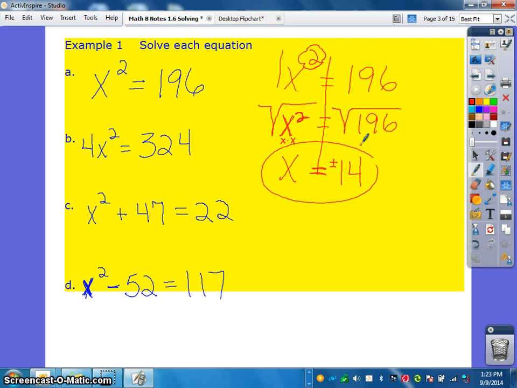Then you check it. If I use the positive, is 14 times 14, 196? Yes. Is a negative 14 times a negative 14 a positive 196? Yes. You know both of them are correct. Everybody have this in their notes? Yes. All right, next one.